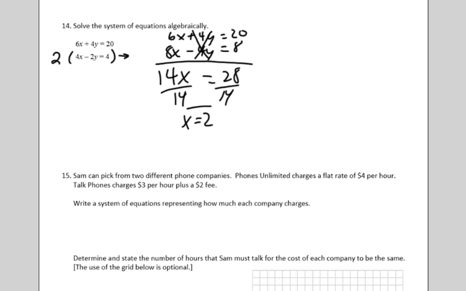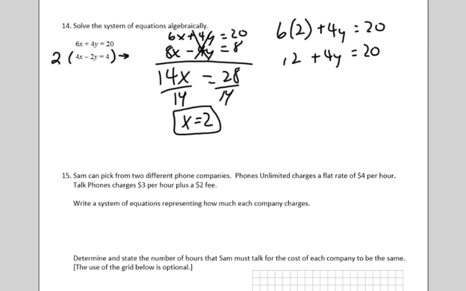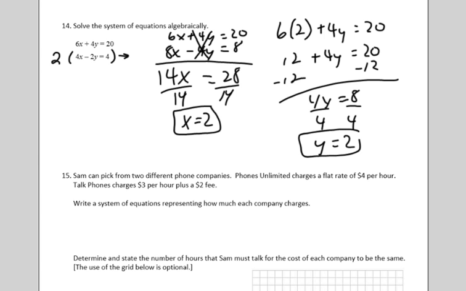So I get x equals 2 here. And I'm going to plug 2 into the first one to get y. So I have 12 plus 4y equals 20. Subtract 12. 4y equals 8. And when I divide by 4, I get y equals 2. So x is 2, y is 2.